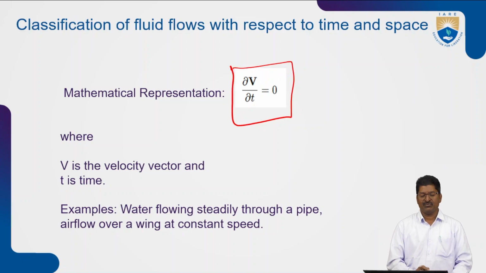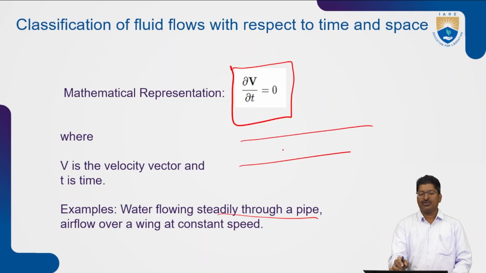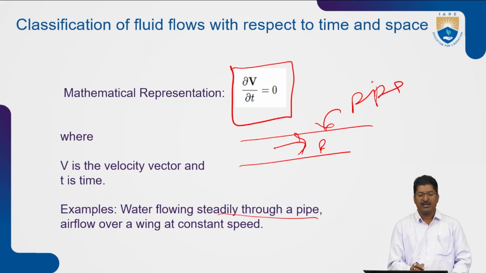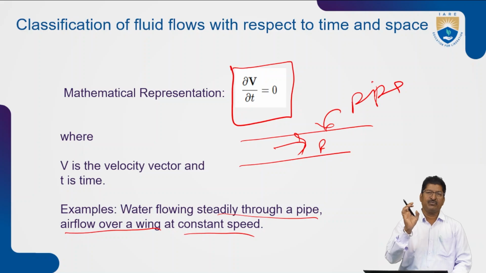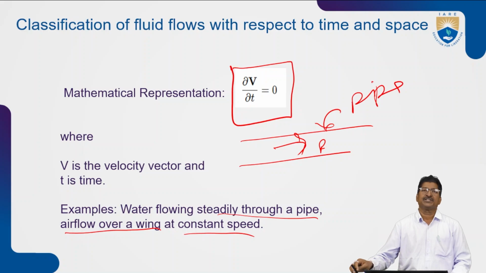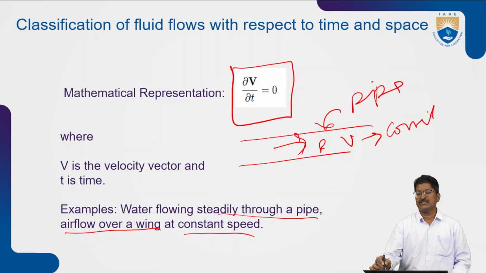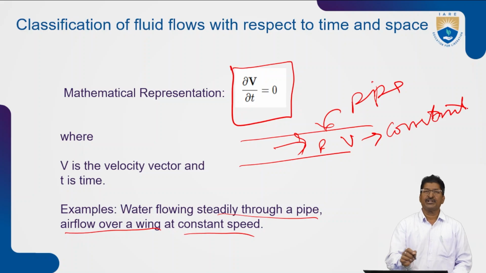So examples for this steady flow are water flowing steadily through a pipe. So if water is flowing through a pipe, there is a steady flow. Or air flow over a wing at constant speed. Okay. So air flow, that means air flow over a wing at a constant speed. So that is the example for the steady flow. That means velocity of fluid is constant here. That means same. It is not changing. That is the ∂V/∂t = 0.